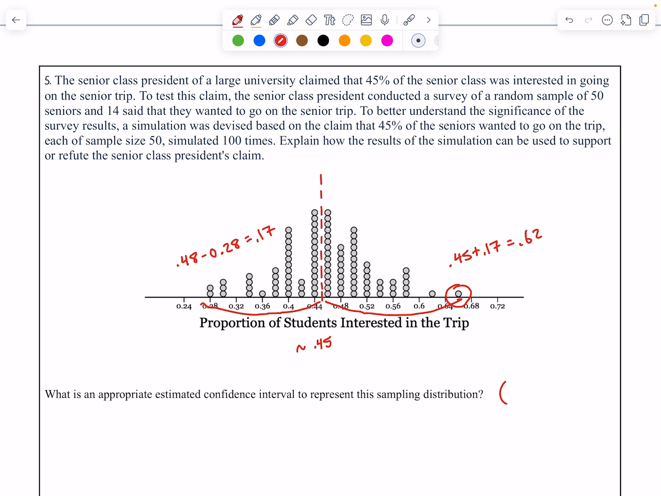So I'm going to write that out. 0.45 was our estimated mean, plus or minus 0.17 for the margin of error. That gave us 0.28 to 0.62.